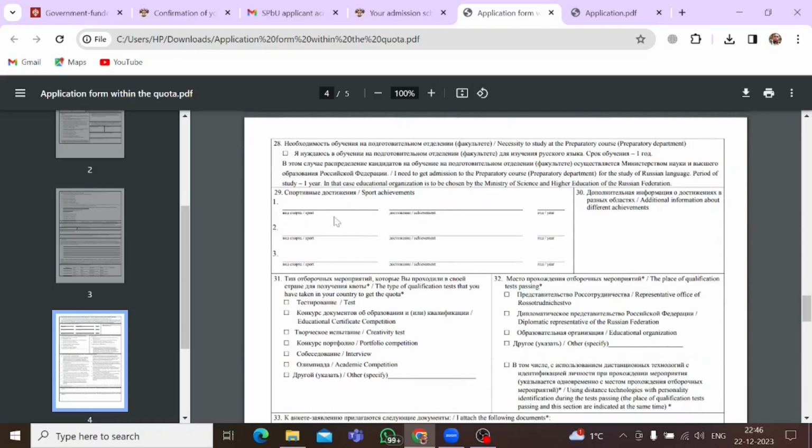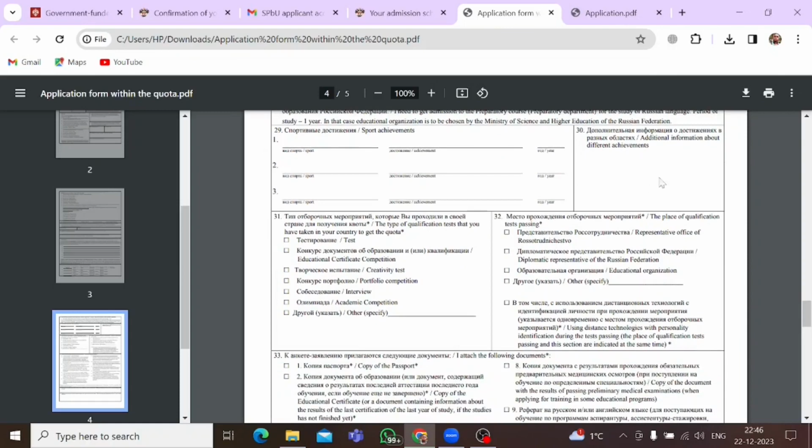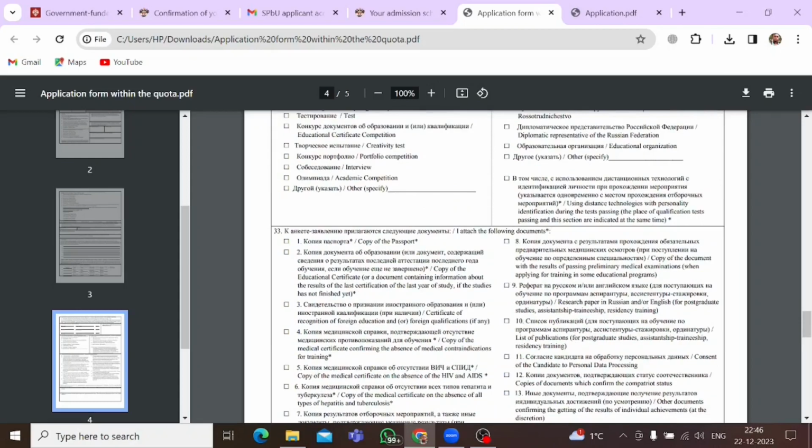Sports achievement: if you've been involved in any sport and you have any achievement and the year, you put it in here. For example, football: what achievement did you get in football, which year was that, put it in here. And any additional information or additional achievements you have, you can write it in here. Type of qualification test, leave this place empty. 31, leave it empty. 32, leave this place empty. Do not write anything here.